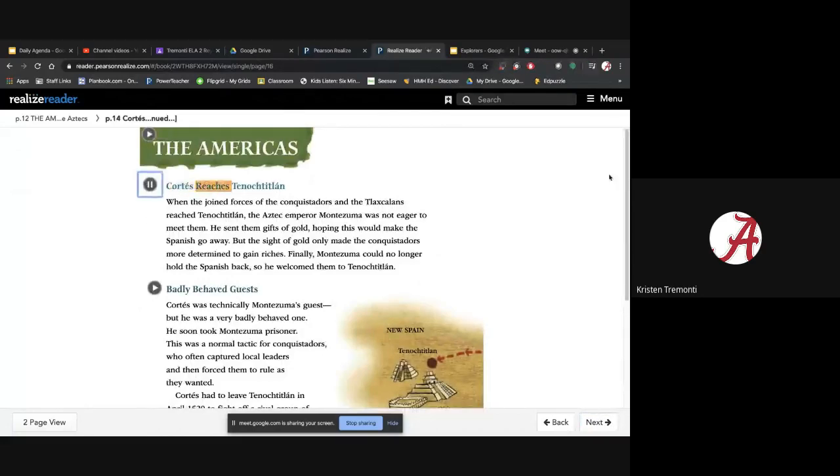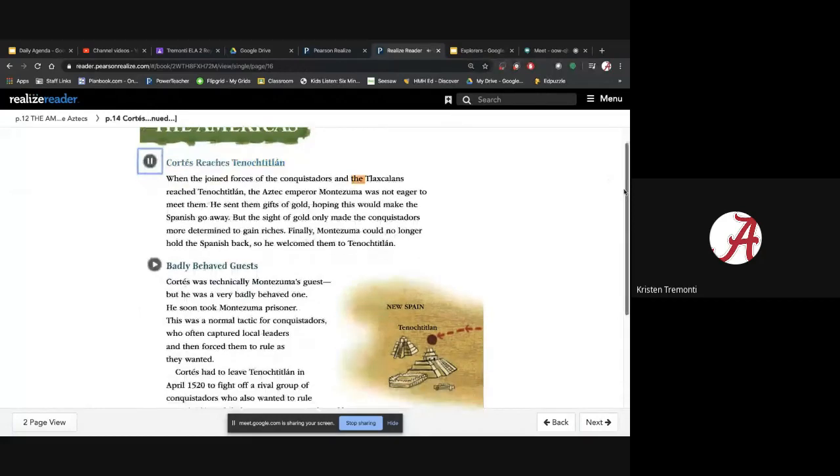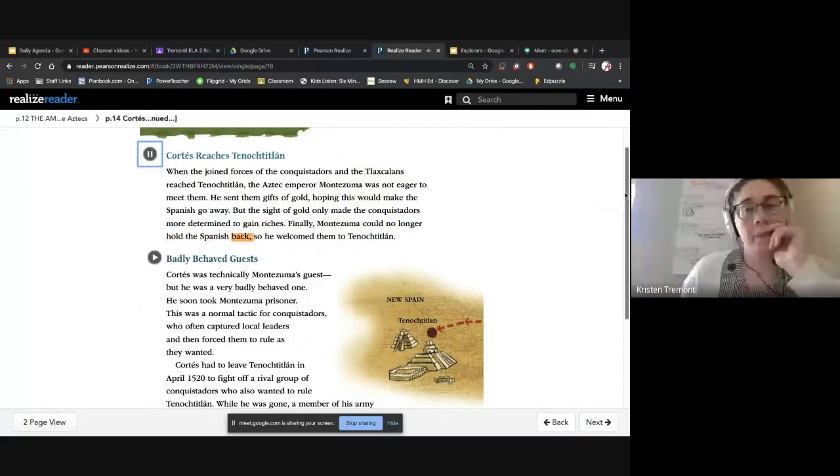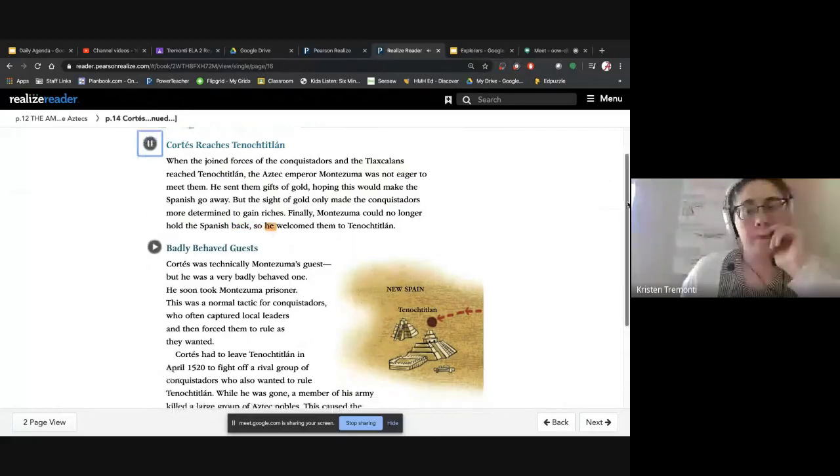Cortez reaches Tenochtitlan. When the joined forces of the conquistadors and the Tlaxcalans reached Tenochtitlan, the Aztec emperor Montezuma was not eager to meet them. He sent them gifts of gold, hoping this would make the Spanish go away. But the sight of gold only made the conquistadors more determined to gain riches. Finally, Montezuma could no longer hold the Spanish back, so he welcomed them to Tenochtitlan.